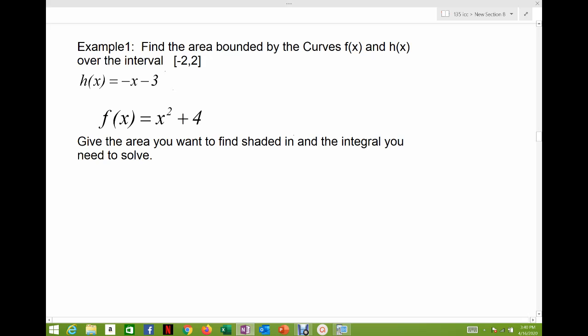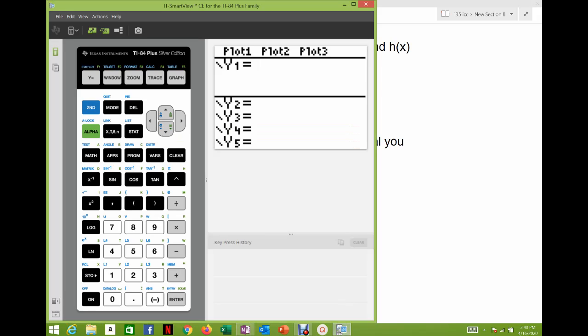F of x is x squared minus 4. Just graph the area, shade it, and again the integration. And we're going to do it both ways. Alright, so I'm going to start off with the two functions, and so I'm going to go to my calculator, I'm going to type them in.